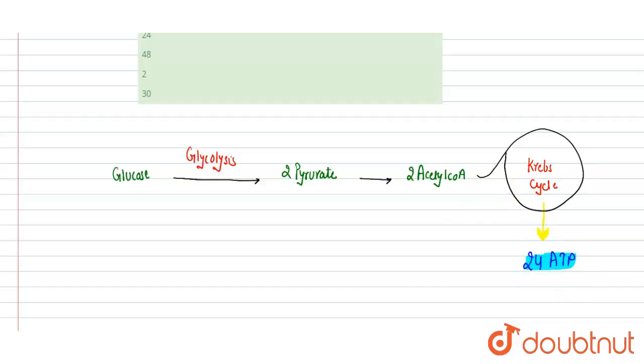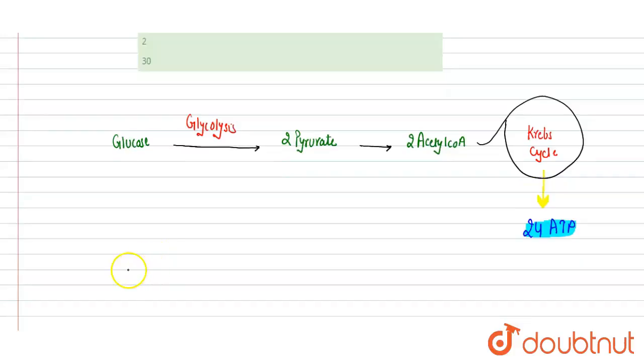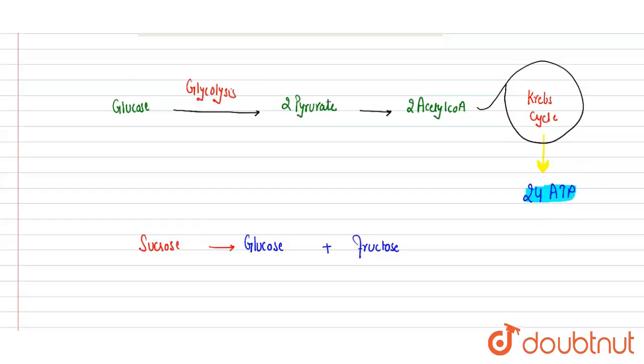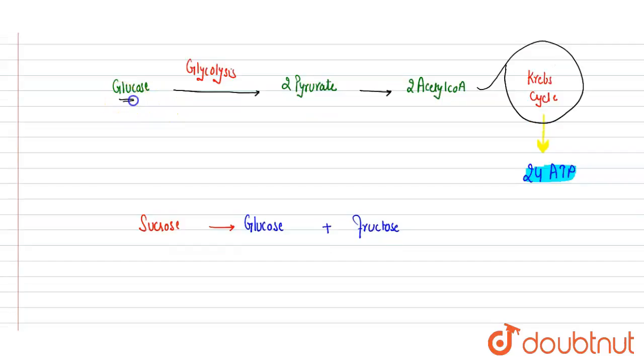Now in the statement they have talked about sucrose. If we see the chemical composition of sucrose, it is a disaccharide which is made up of glucose plus fructose. Now glucose, it will undergo Krebs cycle, it will form 24 ATP. Right here we have already shown that from one molecule of glucose 24 ATPs are formed. That is 24 in a Krebs cycle.